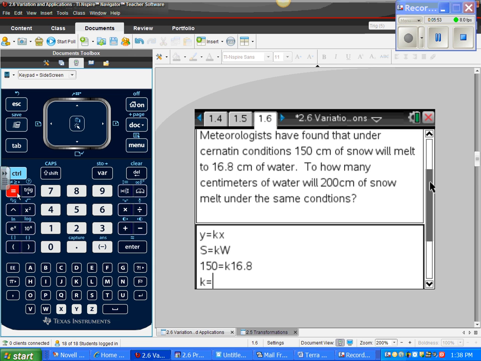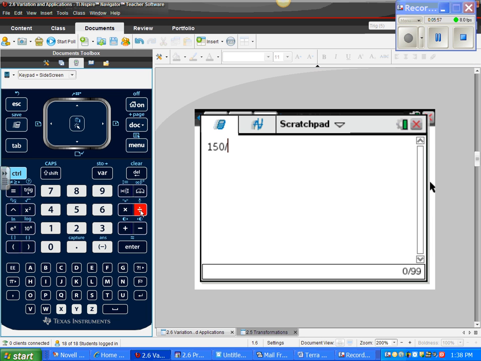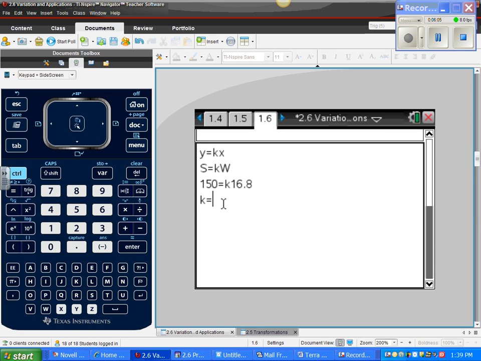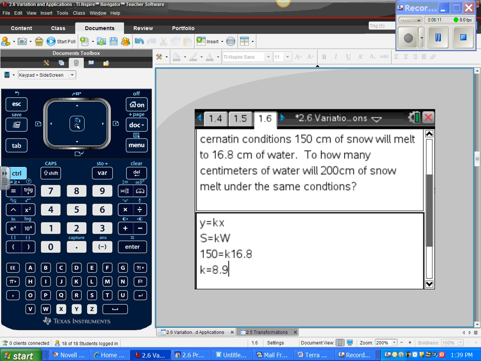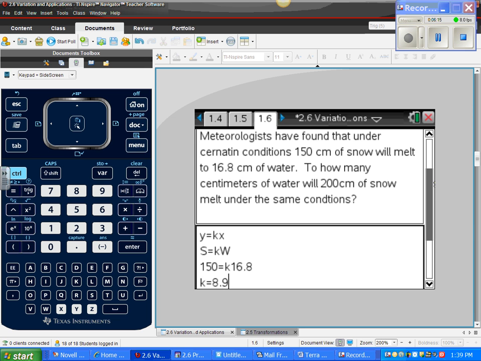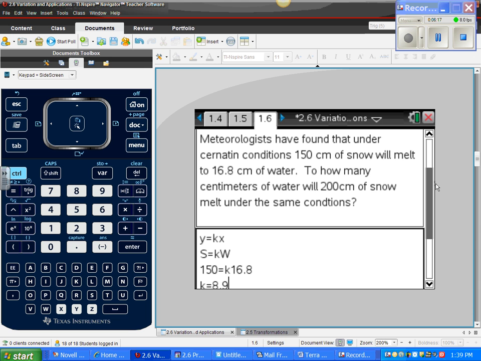Okay? So 150 divided by 16.8 gives us approximately 8.9. Okay? Approximately 8.9. And remember, this is a rate of change. Now, it's going to be centimeters per, pardon me.